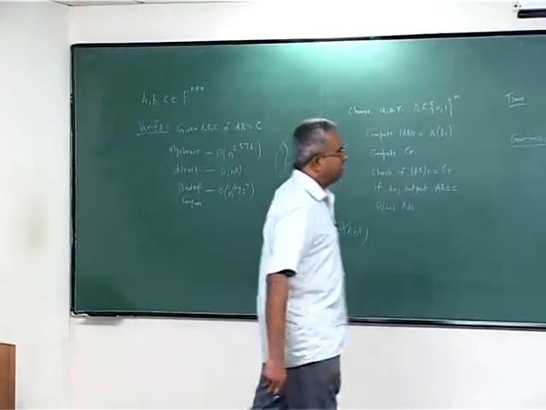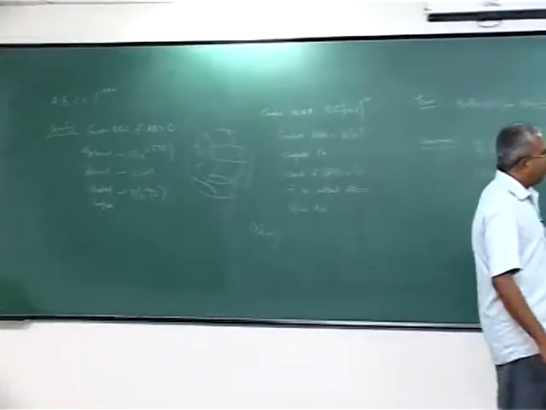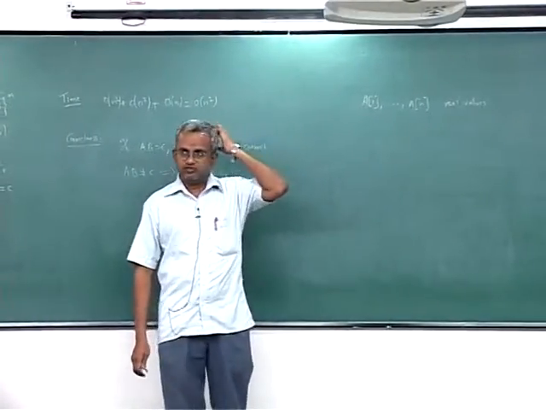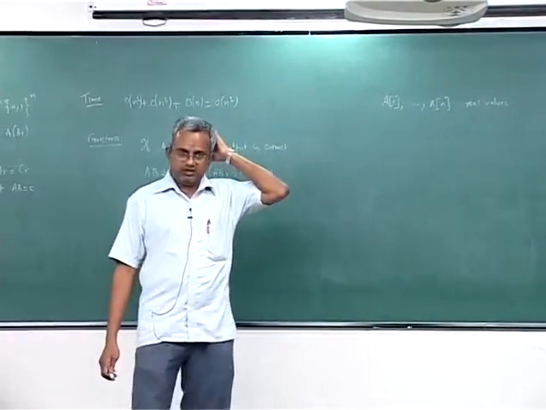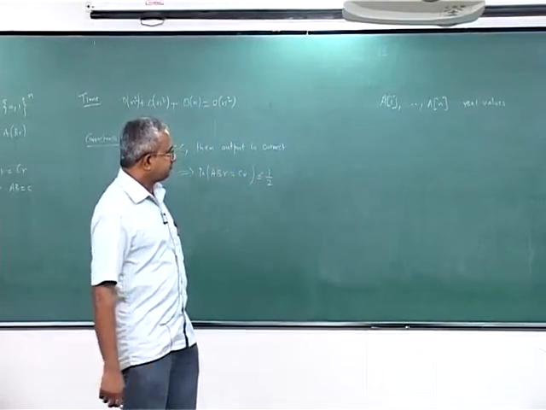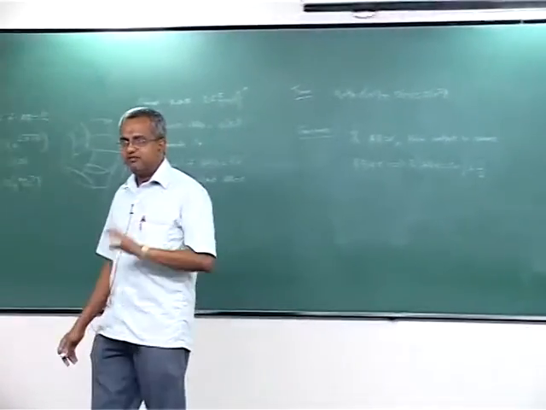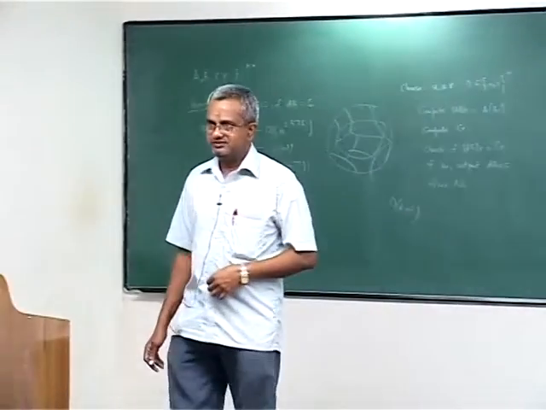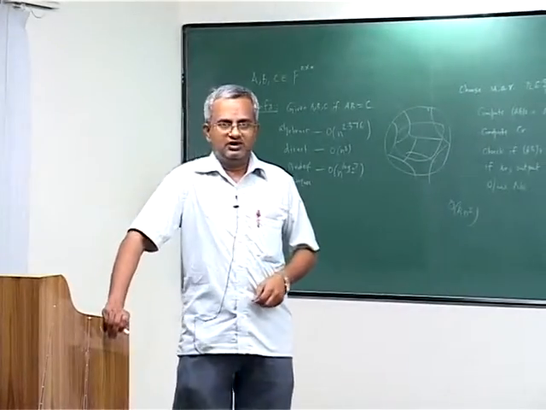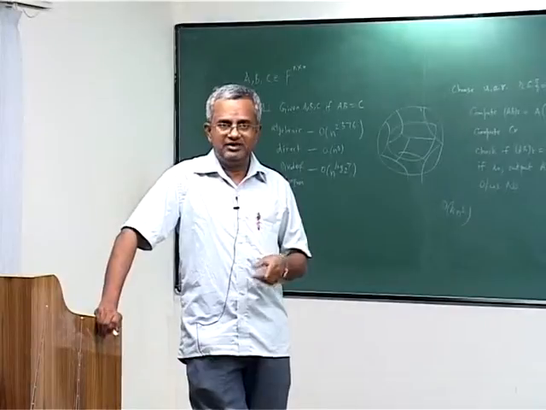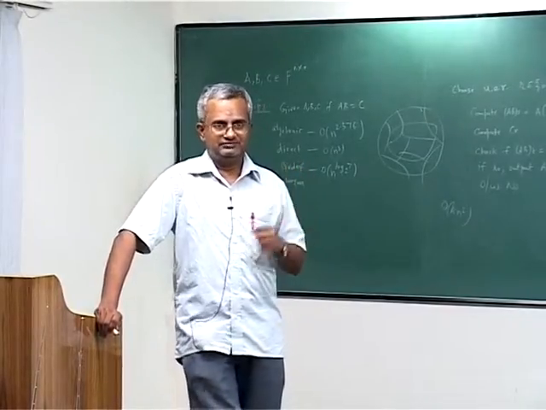What is a majority element? An element which appears more than n by 2 times. Now, think of any deterministic algorithm which, first of all, has to determine if there is a majority element, and if there is a majority element, it has to find this.